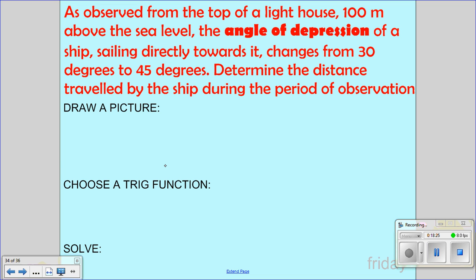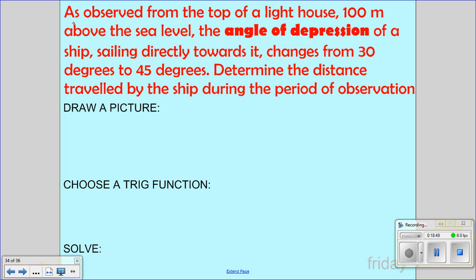All right. As observed from the top of a lighthouse 100 meters above sea level, the angle of depression of a ship sailing directly towards it changes from 30 to 45 degrees. Determine the distance traveled by the ship during the period of observation. Ooh, this is a lot going on in this one problem.